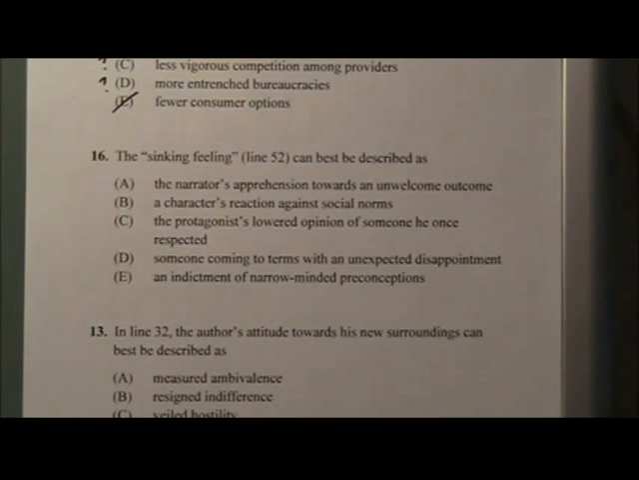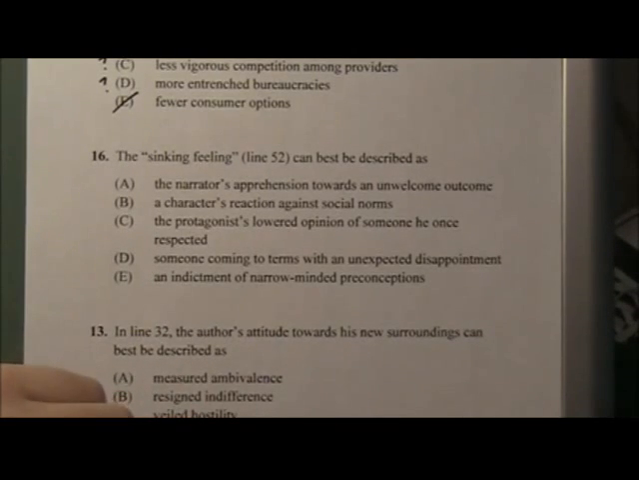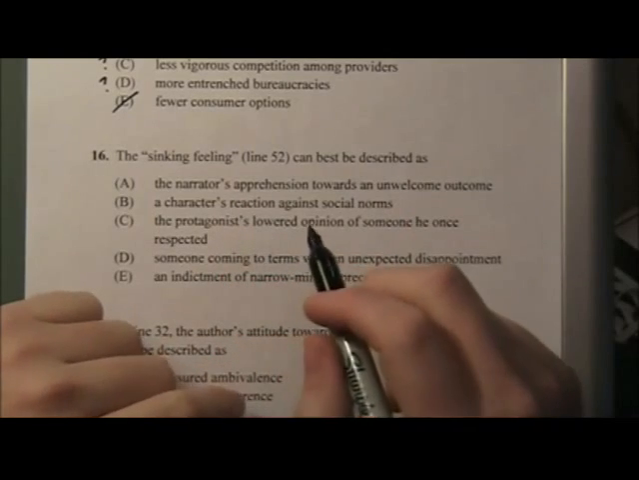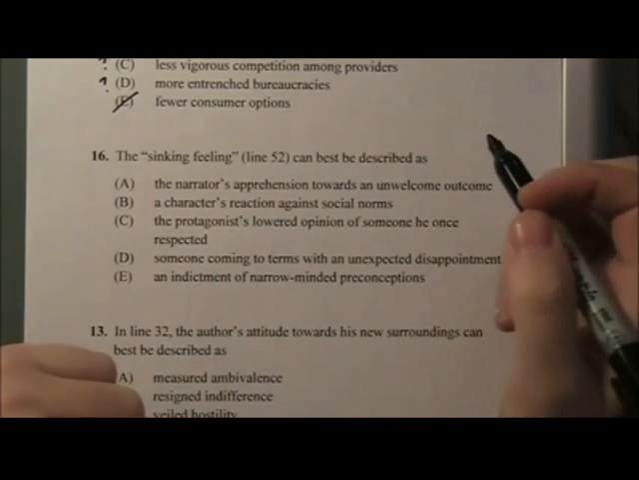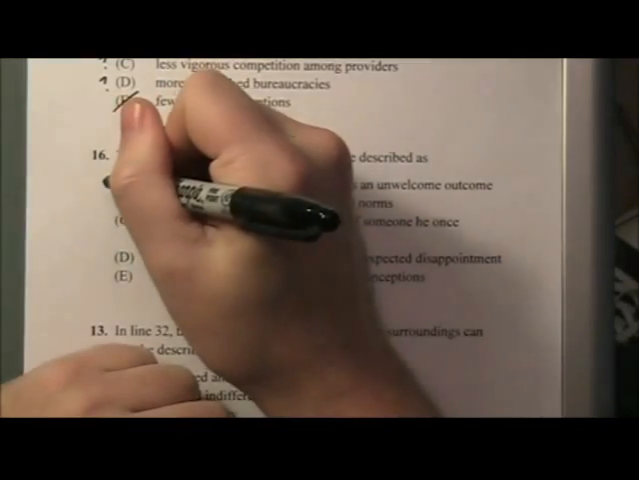Okay, the next question that we're going to look at says the sinking feeling, line 52, can best be described as. And again, I'm going to look back at the passage. I'm going to read around 52. And let's say that my answer was the author was disappointed in someone in the passage, right? Like, you know, they let him down, right? So that's a pretty good answer in my own words. I'm going to start to look at the answer choices, right? So again, I go to A, the narrator's apprehension towards an unwelcome outcome. And I say, apprehension, maybe I'm not 100% comfortable with that word, so I'm going to put a question mark.